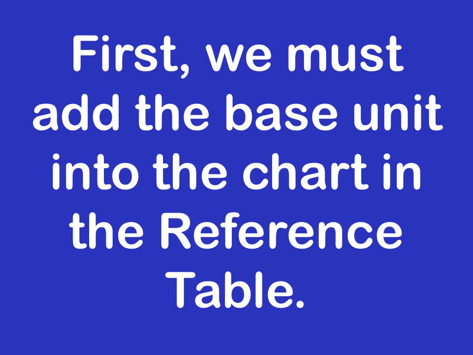The first thing we have to do for our powers of 10 chart in our reference tables is figure out where the base unit goes. By base unit, I'm talking about the unit without any prefixes on it. For instance, meters. We add kilo to it to get kilometers, or centi to it to get centimeters. But the base unit is meters. Seconds is a base unit. Grams is a base unit. So where do we put this base unit?